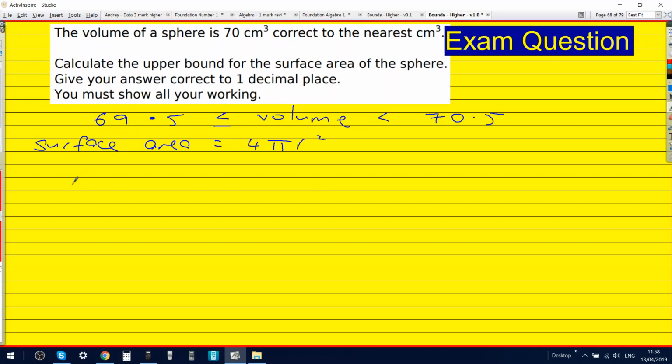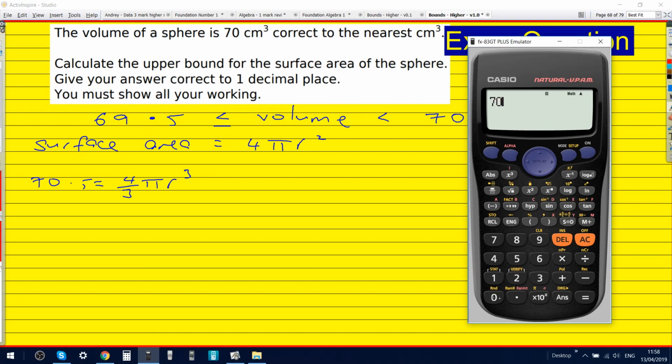So 70.5 is equal to 4/3 times pi times radius cubed. So you just divide by 4/3 times pi, and then cube root it. What do you get? So 70.5 divided by 4/3. Times pi. R is already times pi.